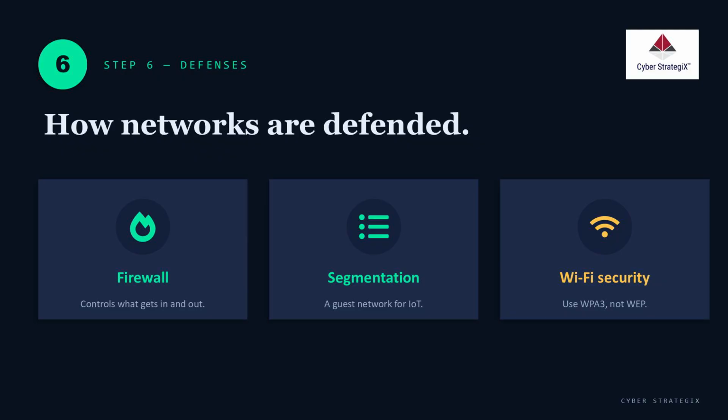Now the defenses. A firewall is a gatekeeper that controls what traffic is allowed in and out, blocking those unnecessary open doors. Segmentation means splitting the network into zones, like putting your smart devices on a separate guest network so a hacked gadget can't reach your laptop. And Wi-Fi security means using strong encryption, WPA3 today, never the ancient, broken WEP. These are the pillars of a safe network.